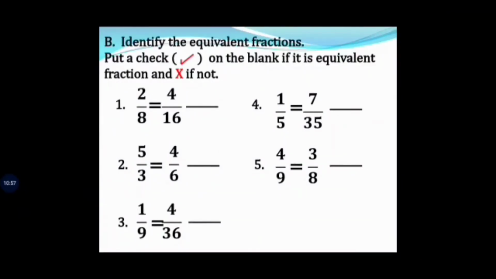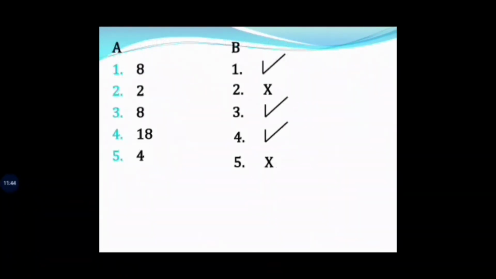Alright, time is up. Let us check your answers. Let us have letter A. Number 1, the correct answer is 8. Number 2 is 2. Number 3 is 8. Number 4 is 18. Number 5 is 4. And letter B, we have number 1. The answer is check. Number 2 is X. Number 3 is check. Number 4 is check. And number 5, X. Who got 10 over 10?